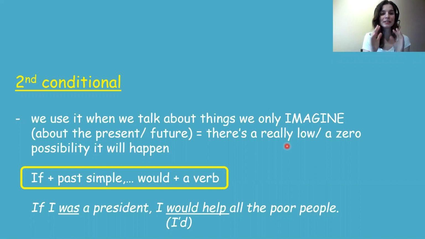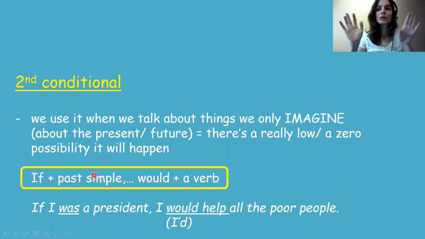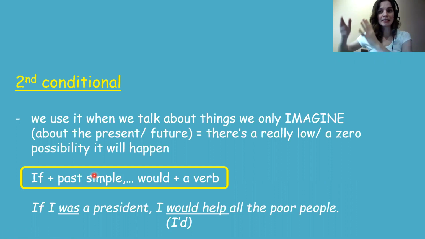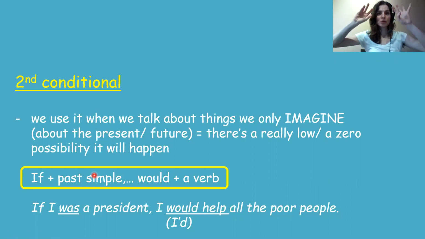All right. So in that case, when we only imagine things, we will use the second conditional. And even though we use past simple in this second conditional, we don't use it to talk about things that happen in the past. Just remember that we use it when we talk about things that we imagine that might happen in the future or in the present.